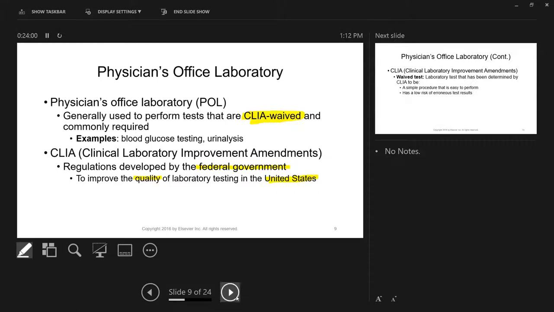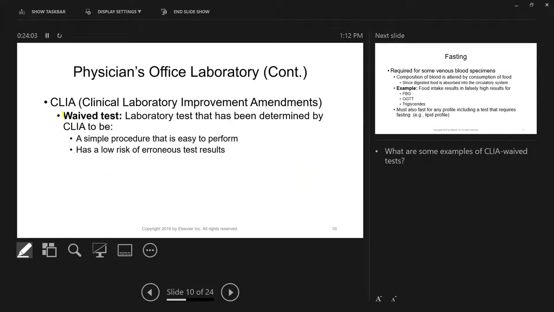So we talk about CLIA-waived things. What the heck is a waived test? It's a laboratory test that has been determined to be simple and easy. Simple and easy go hand in hand there, right? Easy to perform. It has a low risk of erroneous test results. So to make it simple, CLIA-waived tests are tests that are easy to work with and hard to mess up.